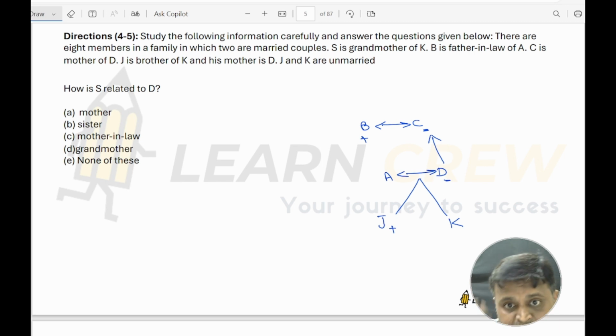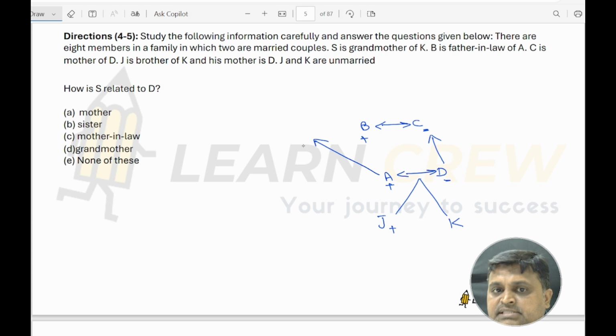So you can say B is the father-in-law of A, C is the mother of D and D is the mother of J and K. And the very first one, S is the grandmother of K. Already K's maternal grandmother is C.